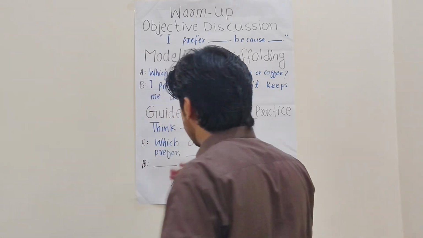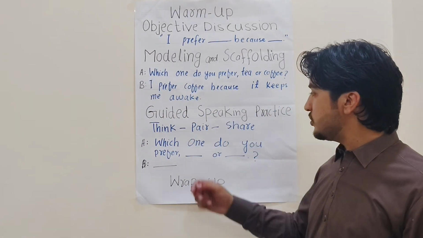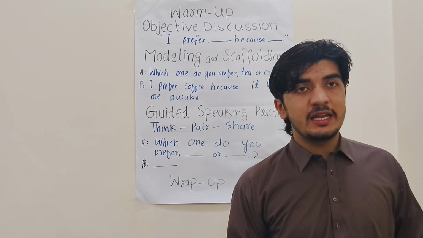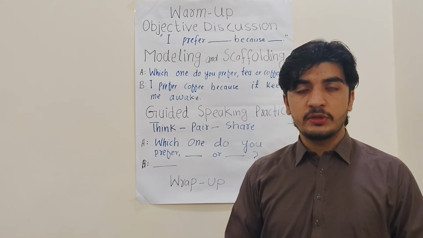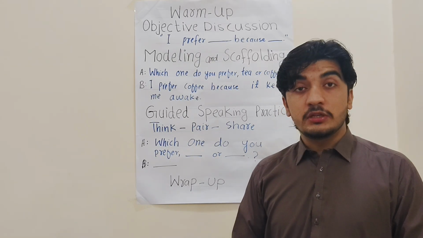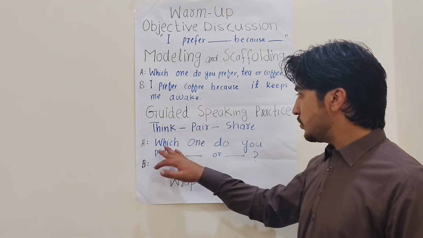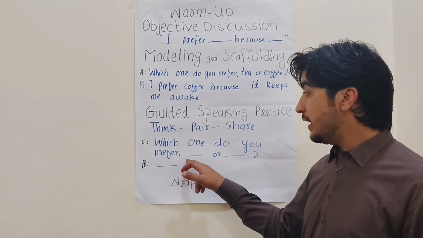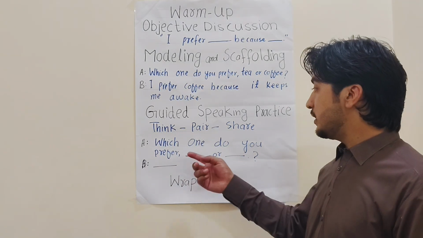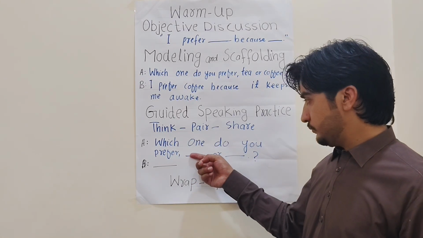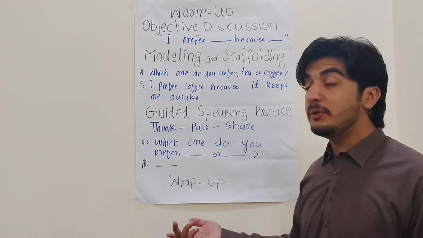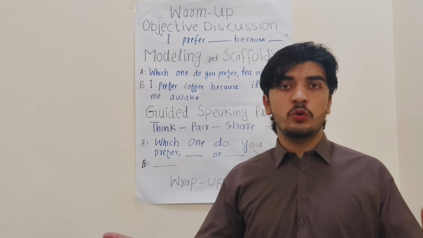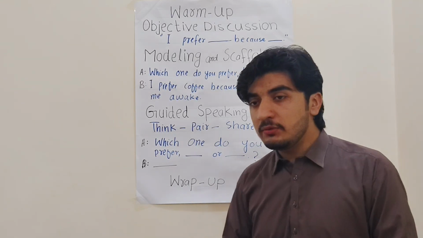Okay. So in the guided practice, as we discussed already, you will use this structure in your dialogue. One person will ask your preferences, another will reply. So a person asks a question: which one do you prefer? They will suggest two things, for example, mountains or beach. Person B will answer, I prefer mountains because they are peaceful and quiet. Okay, so now let's start.